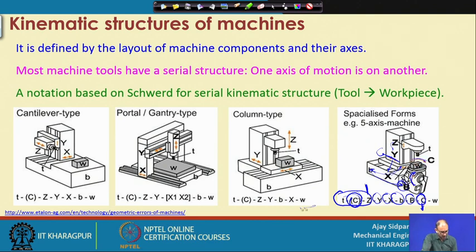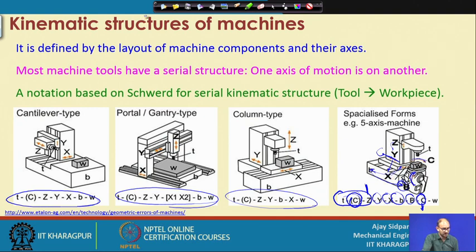Now, by looking at this particular notation, we can see in which way our tool or the kinematic structure is configured. Depending on that, you can find out what the structural loop is and what the problems associated with the different axes are.